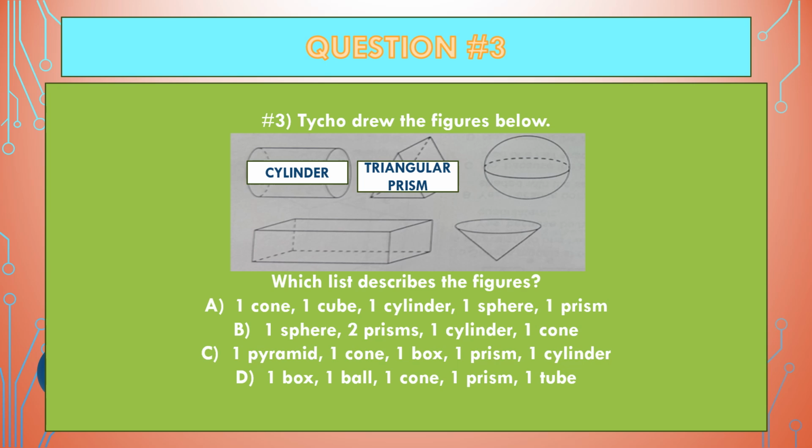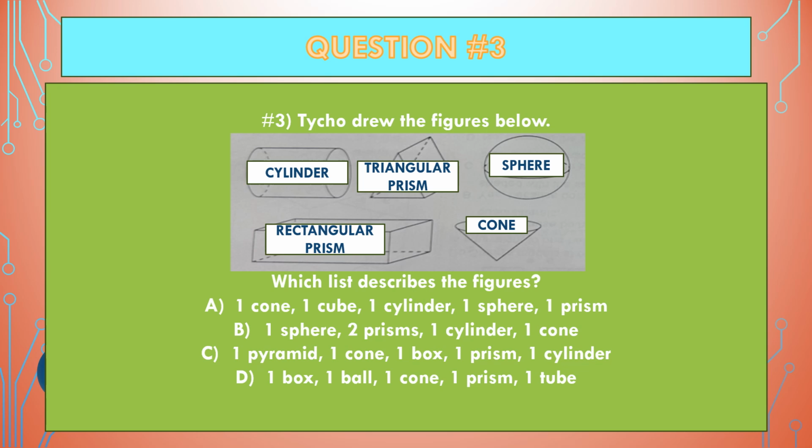And what about the shape next to our triangular prism? What do you call that shape? If you said sphere, you're absolutely correct. Now let's look at the second row. What do you call that first shape? If you said rectangular prism, you are absolutely correct. And what about the shape next to it? That's right, it's a cone. It's just upside down. It's a cone.